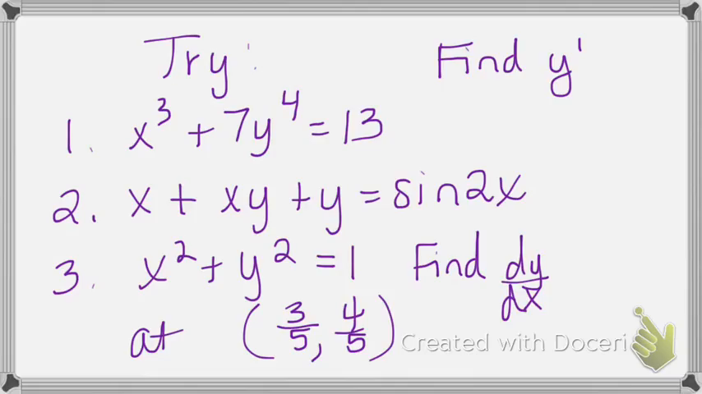Here's your try problems. X to the third plus 7y to the fourth equals 13. X plus xy plus y equals sine of 2x. X squared plus y squared equals 1, and I want to find the derivative at 3/5, 4/5.